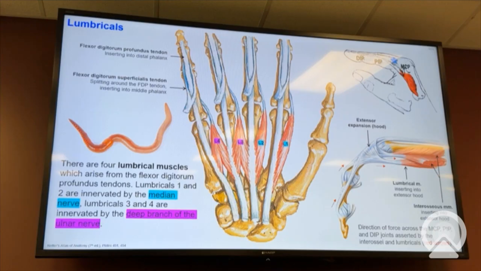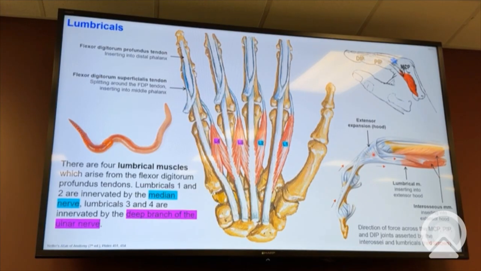So the first and second lumbrical muscles are innervated by the median nerve. Lumbricals 3 and 4 are innervated by the ulnar nerve. So what do the lumbrical muscles do? They're pulling from the flexor digitorum profundus tendon, wrapping around and inserting onto this extensor expansion.